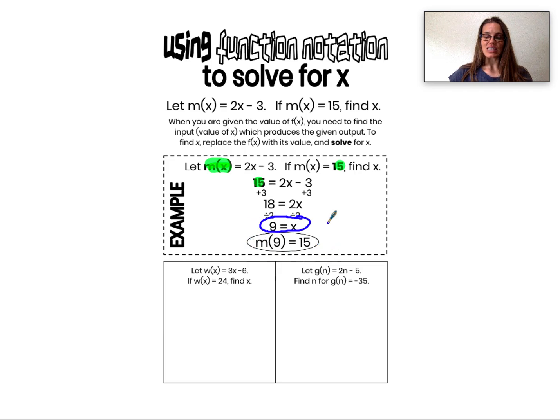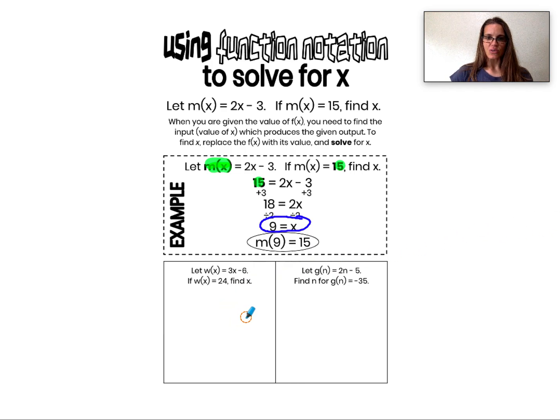Again, I could write this entire function notation statement that summarizes my entire finding. Given the function m, for an input of 9, the output is 15. But what I was asked to find was the input, to find x, so stopping right here is totally fine. X equals 9. Next example.